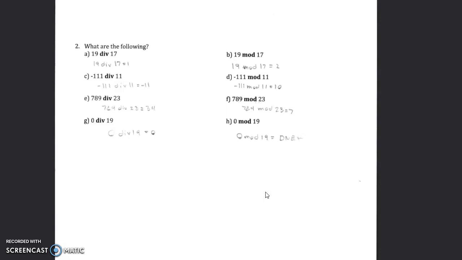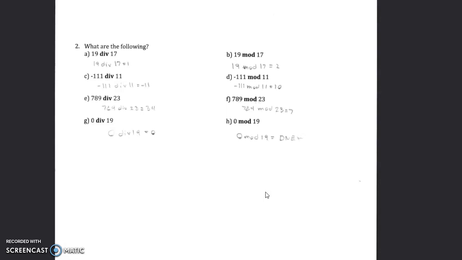19 mod 17, basically you can do this one in two ways. You can do 19 mod 17, or since we know that the div of 19 and 17 is 1, you can do 2 mod 17, because 19 minus 17 is 2. It's going to give you the same answer regardless. So you have a remainder of 2 for B.